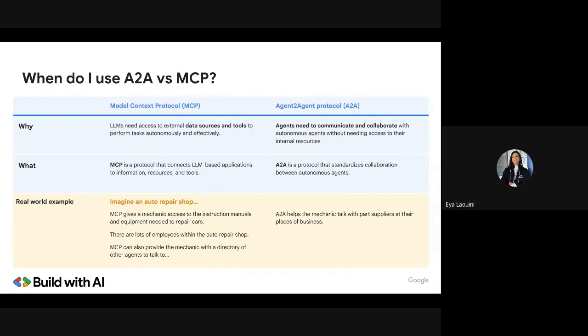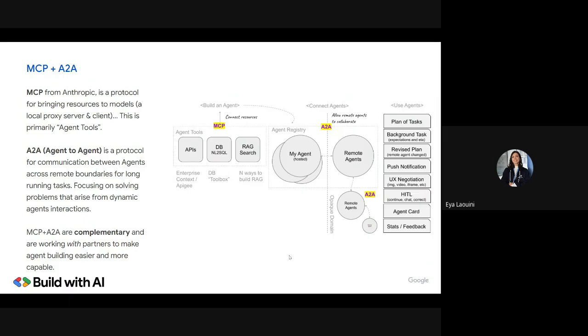Okay, so when do I use A2A versus MCP? If you want to, of course, connect agents to tools, we need to use MCP. If you want to connect agents to agents, we need to use A2A. And together, we ensure that we have complementary work, like everything is going to be structured in a good way.